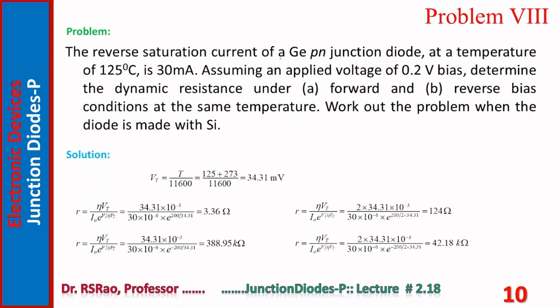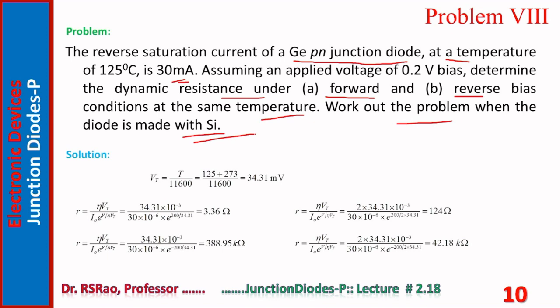The reverse saturation current of a germanium PN junction diode at a temperature of 125 degree centigrade is 30 milliamperes. Assuming an applied bias voltage of 0.2 volts, determine dynamic resistance under A, forward, B, reverse bias conditions at the same temperature. Work out the problem when the diode is made with silicon.